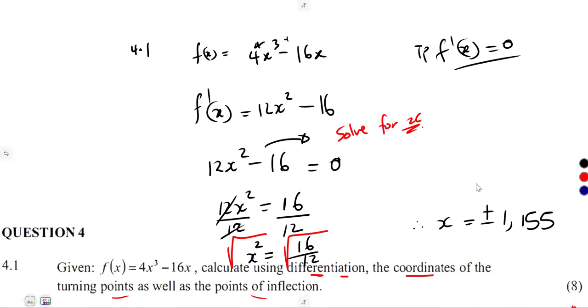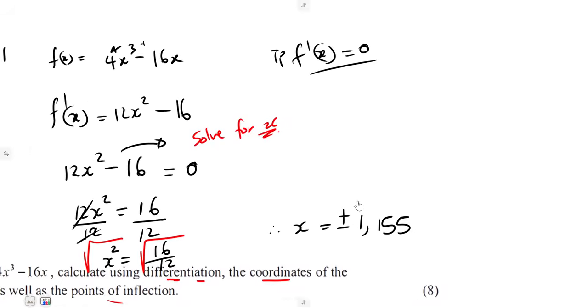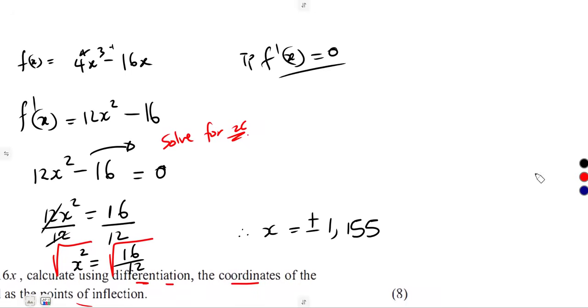Plus or minus, we are talking about the square root of a number. So you substitute these back properly, guys, in place of x into the original equation, y is equal to 4x cubed minus 16x. So I want you to substitute this. You are going to have your turning points. So the first turning point is when x is 1.155 as a positive.